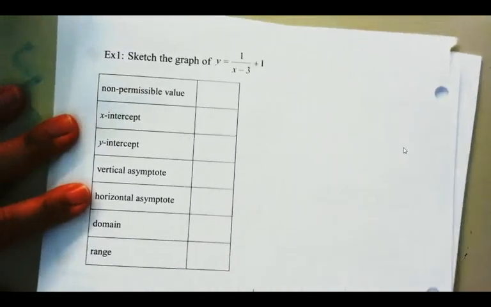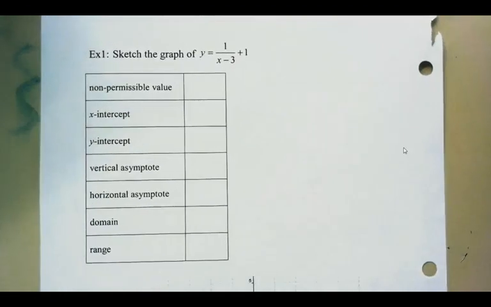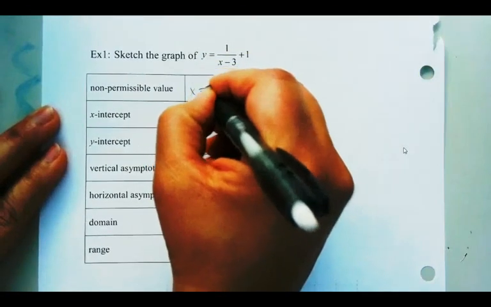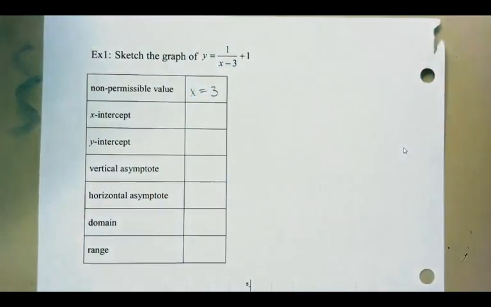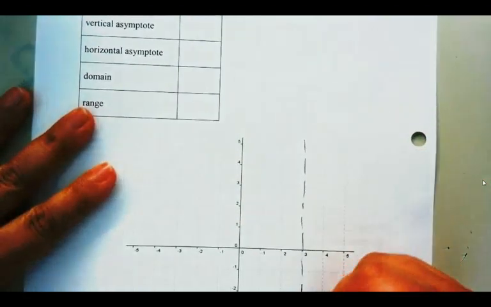Okay, so let's continue with sketching this graph. y equals 1 over x minus 3, plus 1. What are a couple of things we should know right off the bat by looking at this equation? We should know our asymptotes. A non-permissible value is going to be x equals 3, so I know I'm going to have an asymptote. I'm going to slide this down here. It is going to be right here.